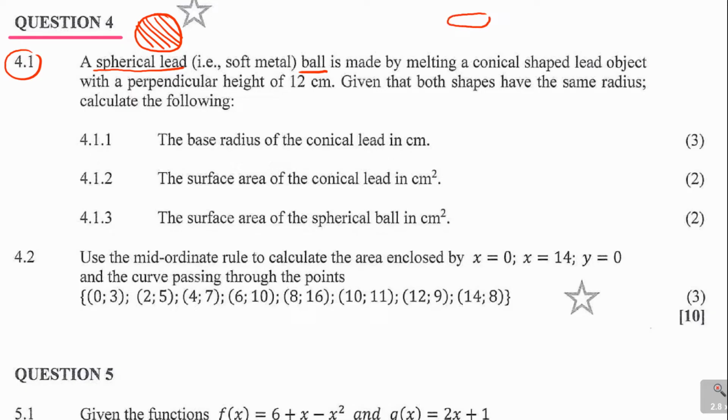So there is a conical, this is a conical shaped item, so it's also like this. It's like a conical shaped thing. Let me not do that. So this is a cone. That's why they say it's also made by melting a conical shaped lead object with a perpendicular height. You see, they are making that to say there is what we call a perpendicular height of 12 centimeters. Given that both shapes have the same radius, calculate the following.